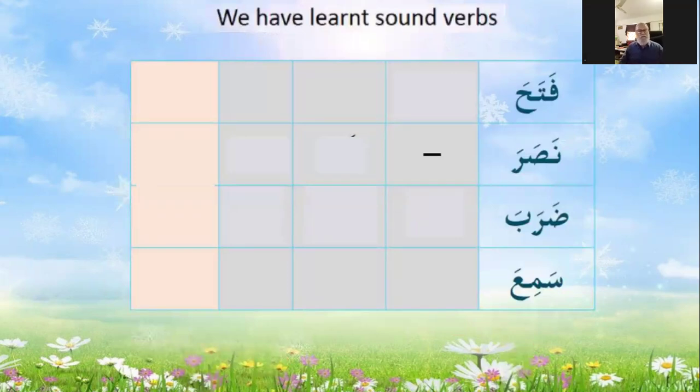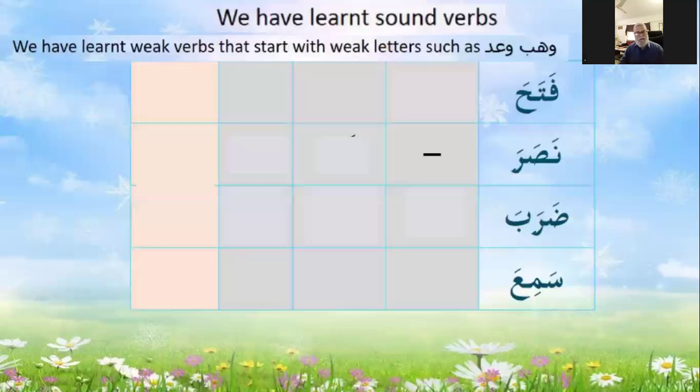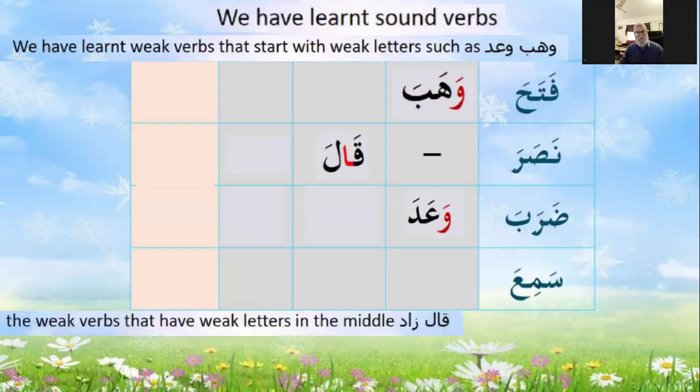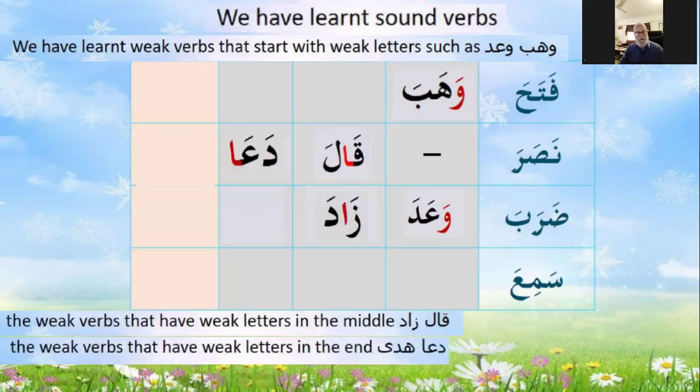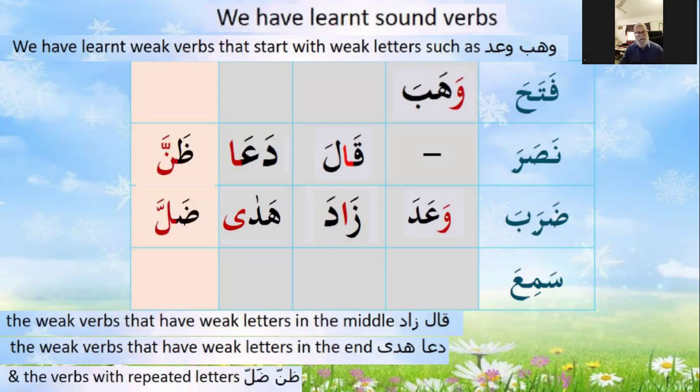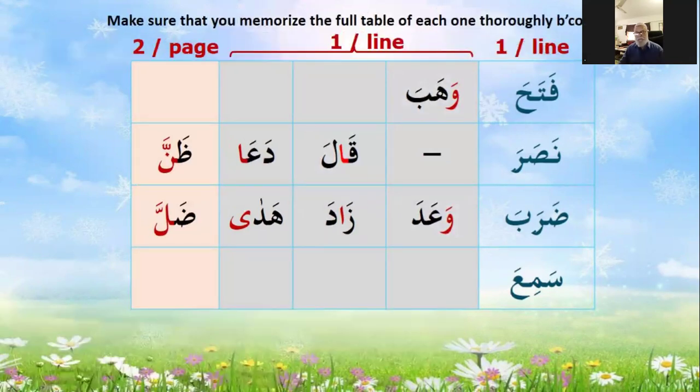In QC1, we learned the sound verbs: nasara, fataha, nasara, daraba, sami'a. In QC2, we learned the weak words, just like wahaba, wa'ada, where the weak letter is coming in the front. Then qala, zada, where the weak letter is coming in the middle. And da'a and hada, where the weak letter is coming at the end. And then we saw the repeated words, just like zanna, dalla, and hamza verbs, amara, sa'ala, and kariha.